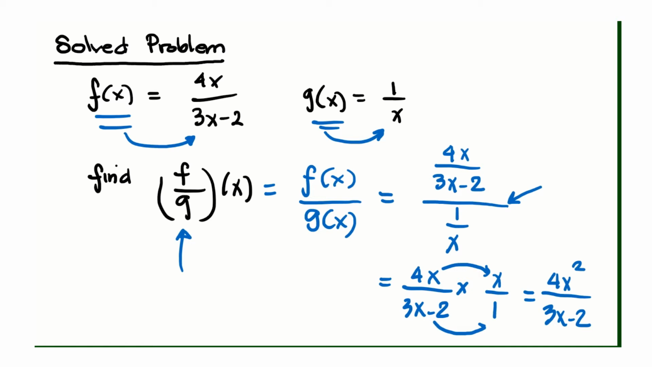By the way, do not commit the mistake of canceling x and x here. You cannot do that because the x in the 3x has a minus 2 and it should be taken as a group. You cannot just cancel x if x is within a given group. If you have 4x squared over 3x, then definitely you can simplify this into 4x over 3, but not 4x over 3x minus 2. This is not allowed. So we can leave the answer as 4x squared over 3x minus 2.